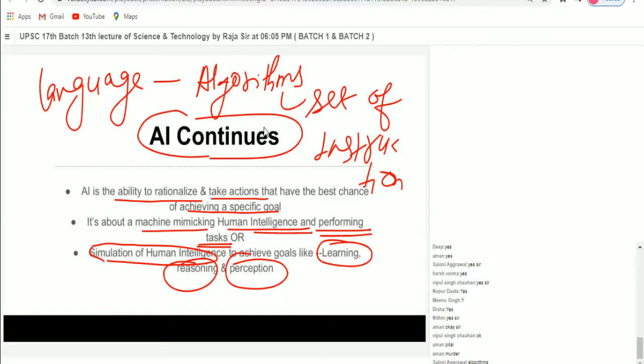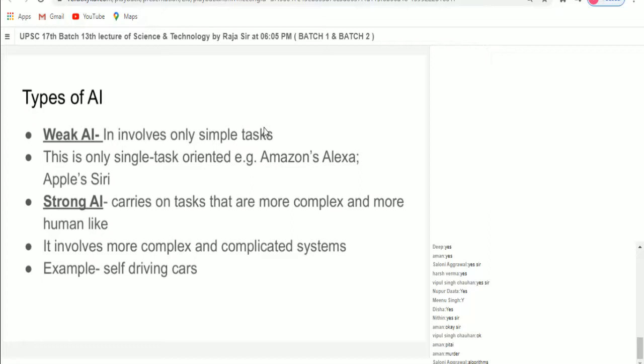So algorithm is basically the same. At each step we tell the computer what to do, and a programming language is basically the algorithms in which we instruct the computer what to do. So this artificial intelligence, it is a set of special algorithms. Okay, and there are two types of artificial intelligence.